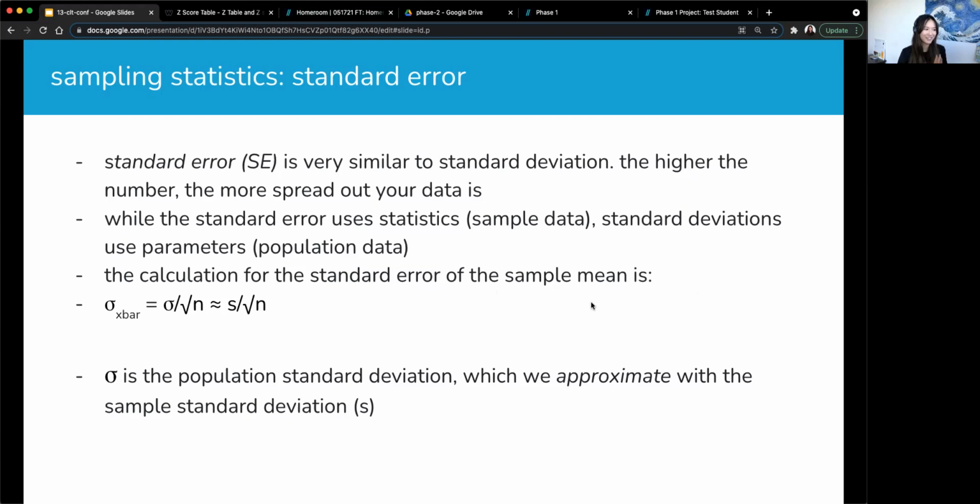The calculation for standard error of a sample mean is, as I was kind of alluding to before with our Z-score for a sample, you just divide by the square root of the number of observations in your sample. And often we can approximate our population standard deviation using our sample standard deviation, in a similar way as the central limit theorem states that you're allowed to approximate things about the population using sample statistics. So this is another quick definition thing.